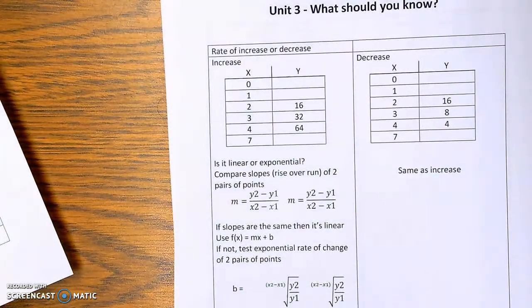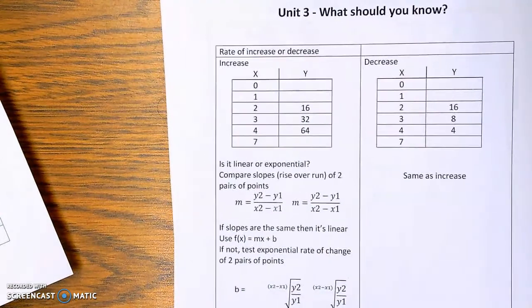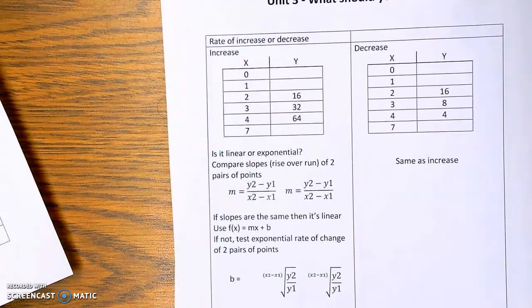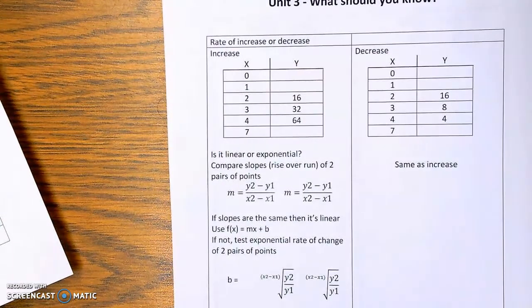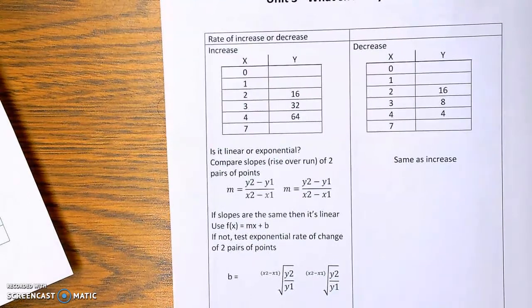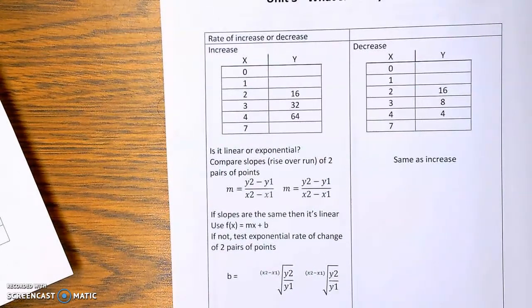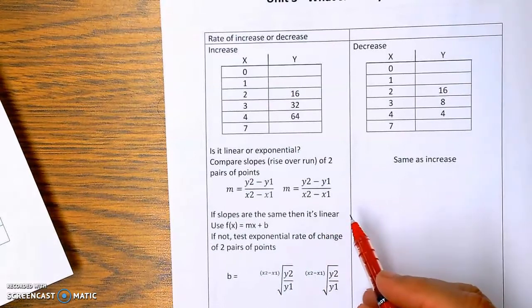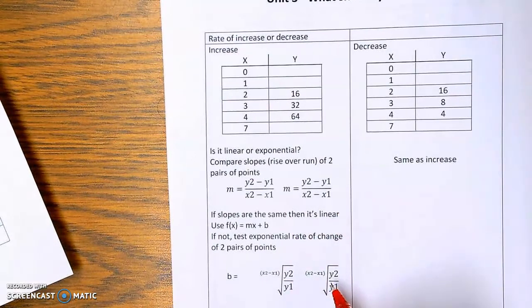So we test that in, and first for linear, we take 2 pairs of points, y2 minus y1 over x2 minus x1. We plug that value in, and we see if it works. If that works, then we plug in the values. If it doesn't work, if they don't match, then we move on to exponential.